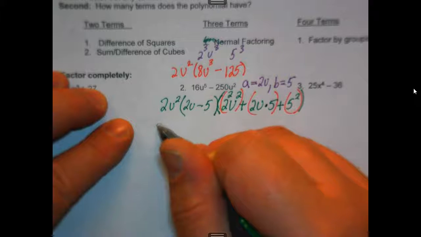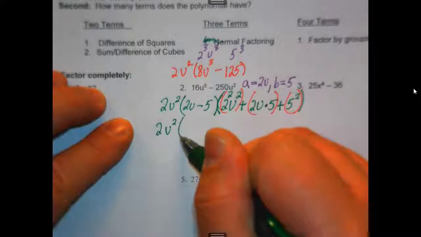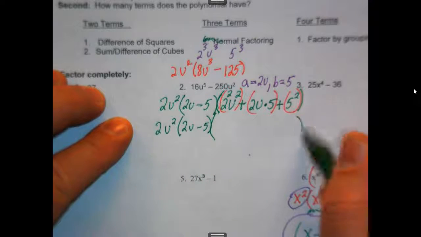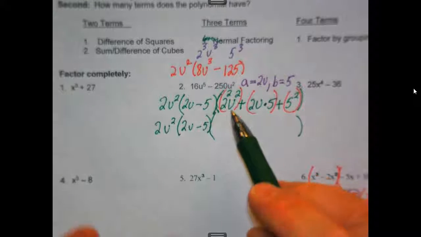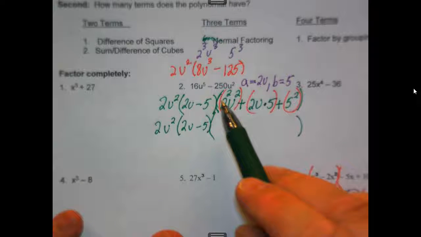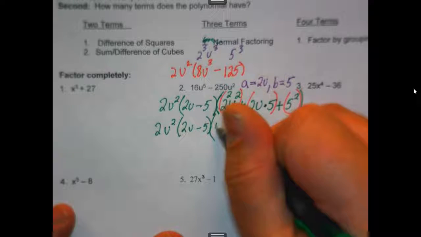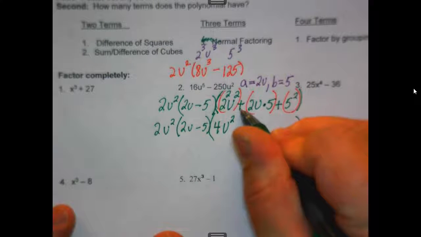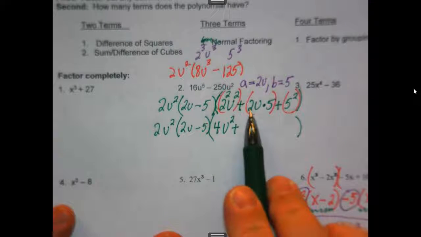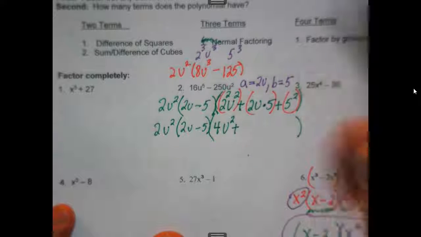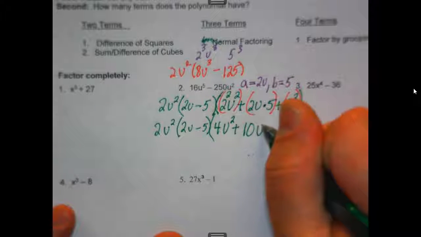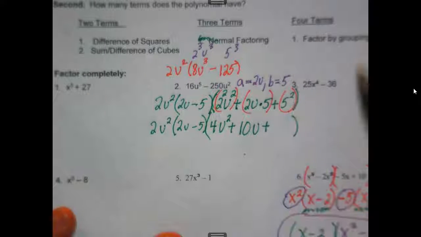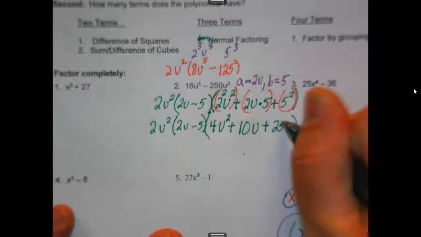Okay, I have 2u squared. I have my 2u minus 5. Then I have my big trinomial. Each one of these terms. 2 squared is what? 4u squared plus 2 times 5, 10u plus 5 squared, 25.